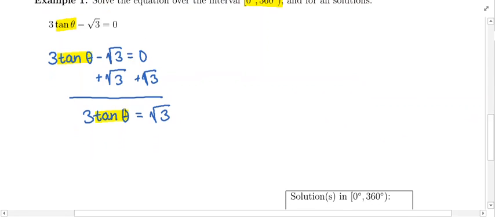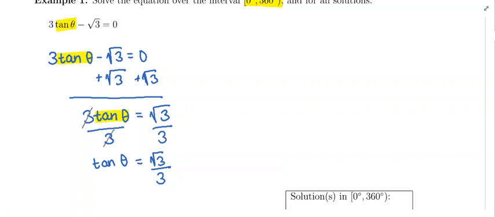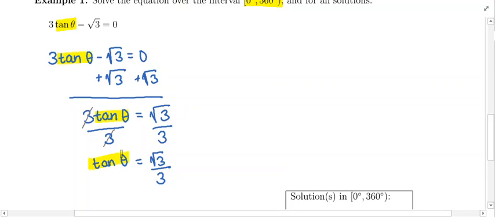This tangent of theta is being multiplied by 3. So to undo that, I'm going to divide by 3. Got to do it to both sides. And then on the left, the 3's will cancel. We are going to get that the tangent of theta is equal to the square root of 3 over 3. Okay, all right. So the trigonometric piece has been isolated.